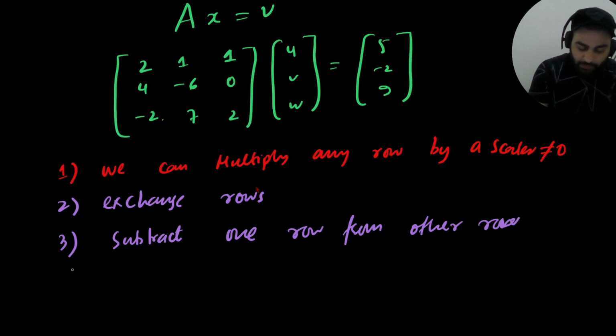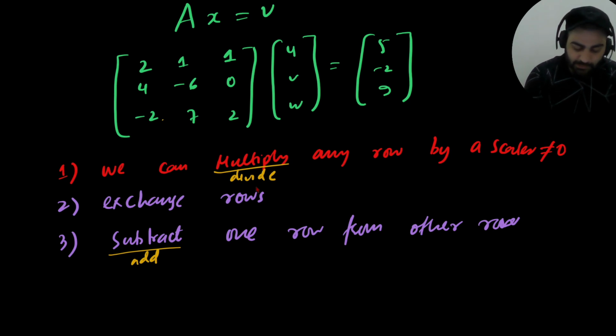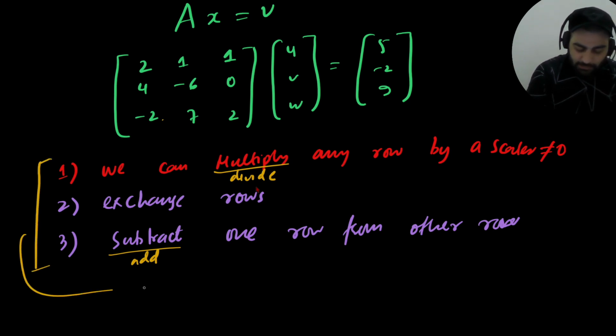Okay, or you can multiply, and even you can divide. Multiplication basically implies that you can also divide. Similar thing, you can subtract or you can add. Just keep these things in mind. These are the possible operations that you can do.